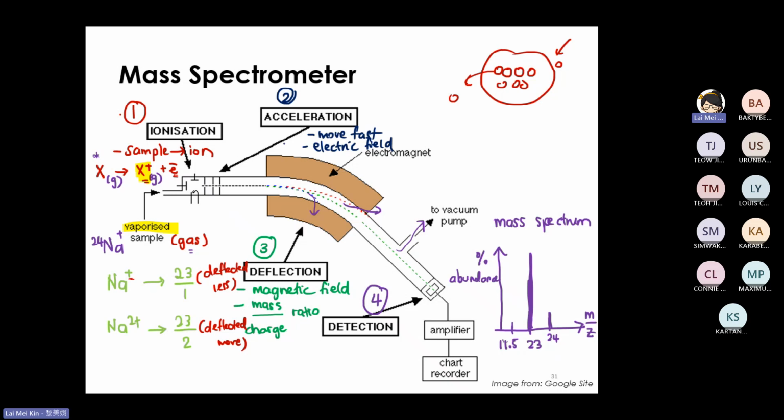accelerated very fast. And what's the purpose of acceleration? So that it can be deflected easily. And deflection is through a magnetic field. I use mass over charge ratio. The lower the mass over charge ratio, the more it will be deflected. And the last stage is detection. Detection is according to how many times it hits the plate. If it was hit many times, there is more detection, higher percentage abundance. So the thing that's being produced is a mass spectrum.